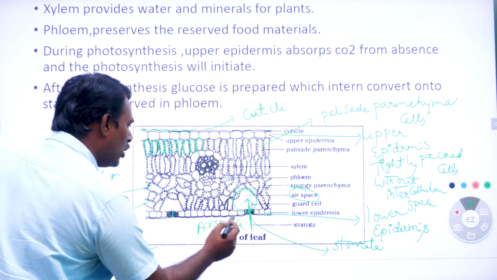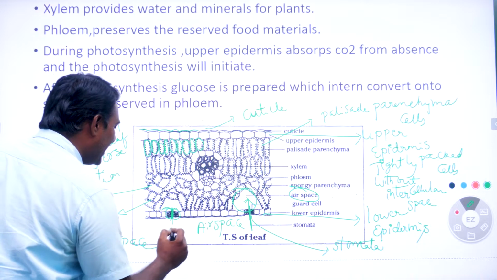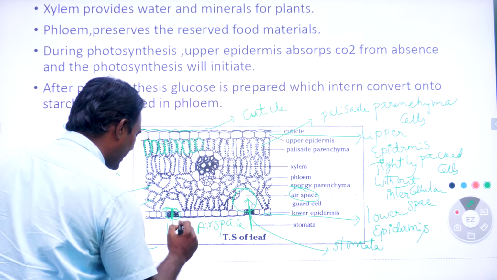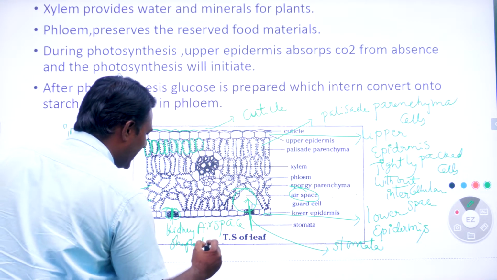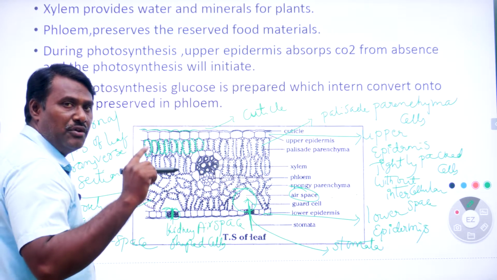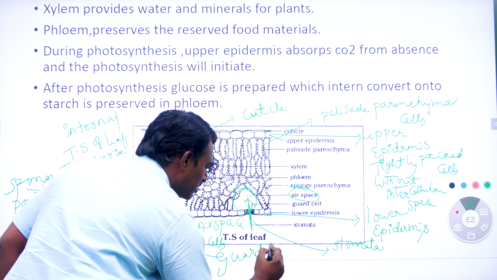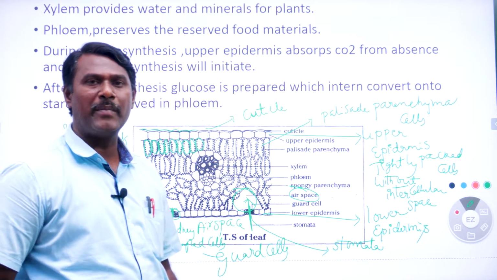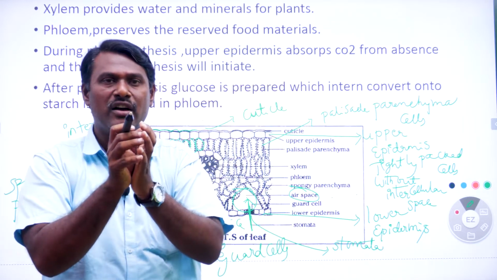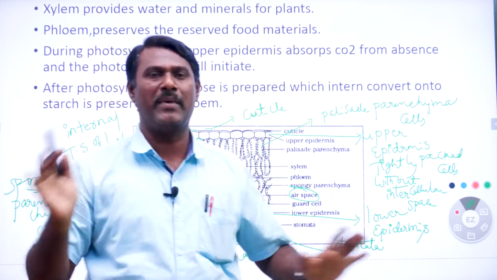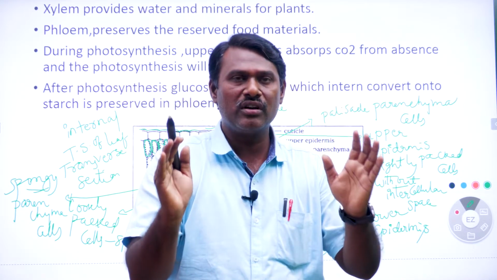Next, in the lower epidermis we have small spaces called stomata. These stomata are surrounded by kidney-shaped cells. The kidney-shaped cells which surround the stomata are called guard cells. These guard cells are very important in the opening and closing of the stomata.